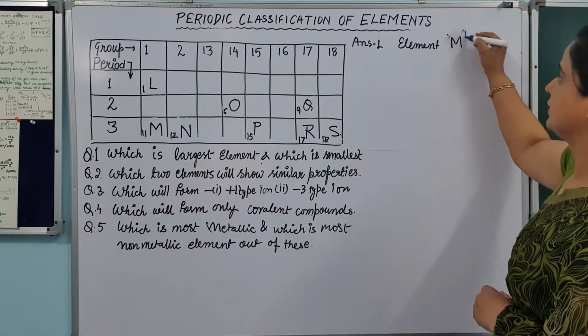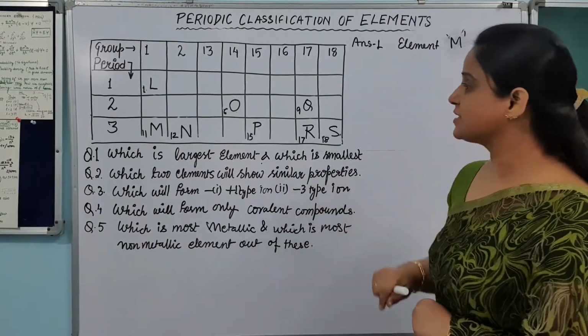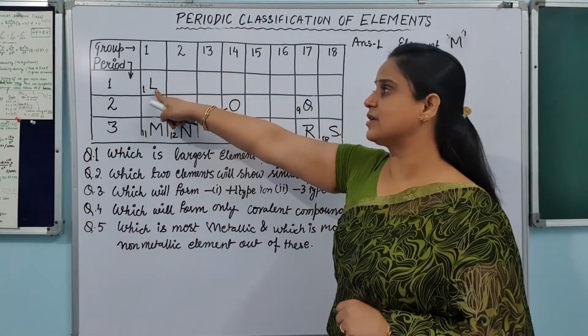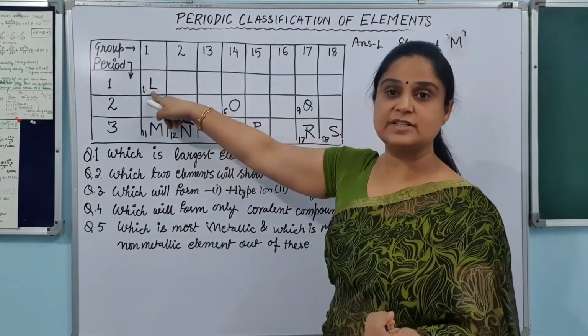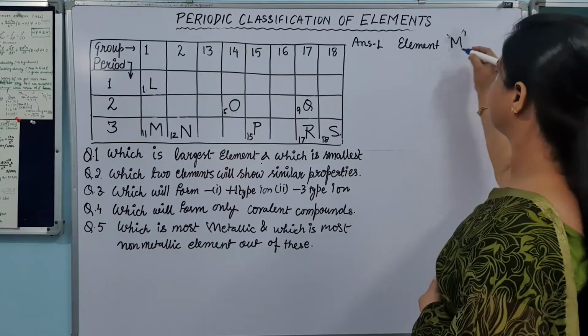M is the largest. Which is the smallest one? Obviously we know that this is the smallest one because in this period only 2 elements are there. Hydrogen is the smallest element. So smallest.